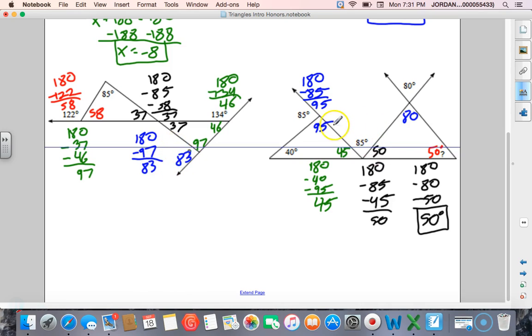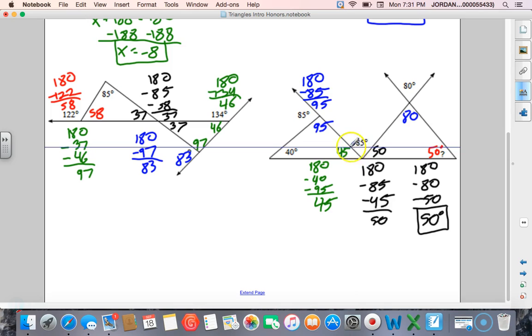And the last one, right here, let's start with this one, a linear pair. These two add up to 180, so take 85 away from 180, leaves 95. Then I've got 40. They have to add up with this one to be 180 because they're the three angles of a triangle. Take those away from 180, leaves 45 to be here.